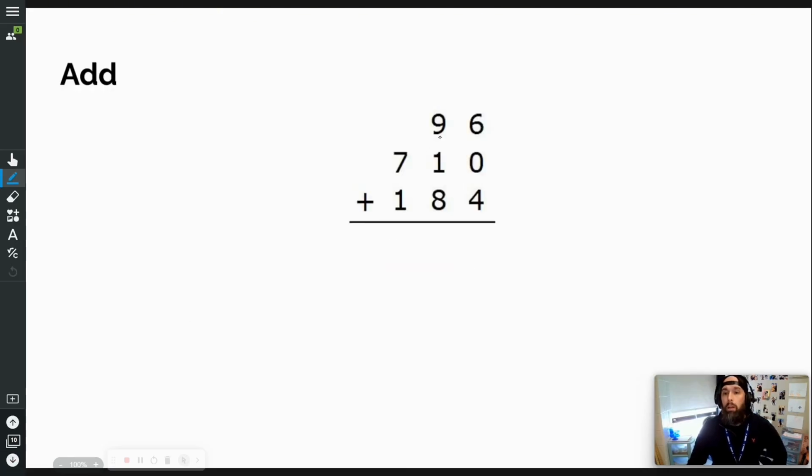All right. 96 plus 710 plus 184. Start top right. 6 plus 0 is 6. 6 plus 4 is 10. Write out your 0. Carry the 1. 1 plus 9 is 10. 10 plus 1 is 11. 11 plus 8 is 19. So we're going to write out our 9. Carry the 1. All right, 1 plus 7 is 8. 8 plus 1 is 9. And after all this said and done, we have 990.